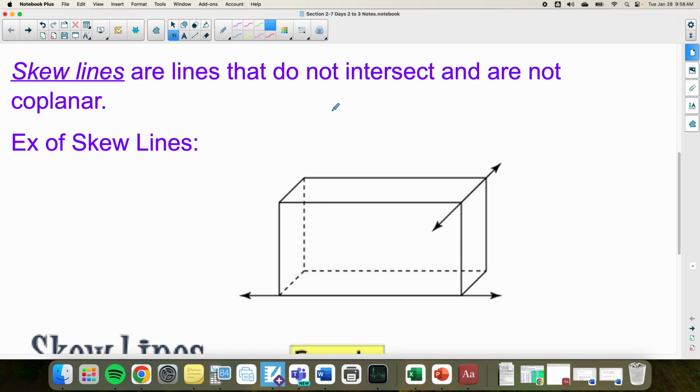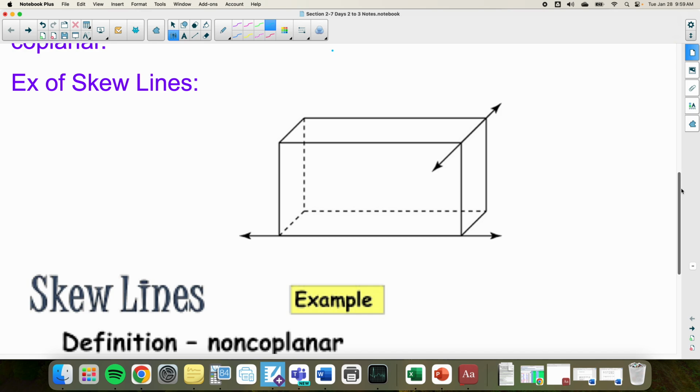So if I look at this box, okay, if you think of this line right here, and think of it going left and right, is that line ever going to touch a line back here? No. If this is horizontal and this is vertical, could I put a plane through the two of them? No. Everybody understand that? Okay. That's skew lines.